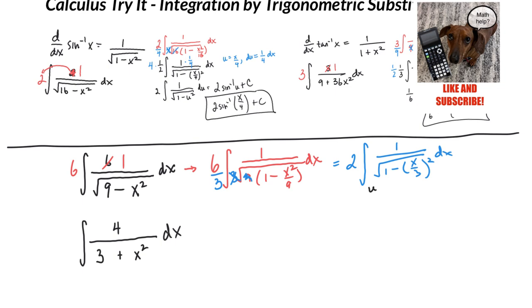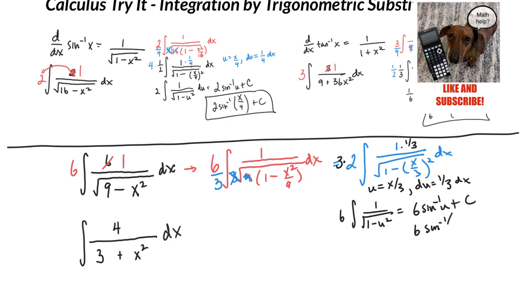Use substitution. I'd like a 1/3. So I offset that with a 3 out front. So I've got 6. So inverse sine of u, like that. All right, next one.